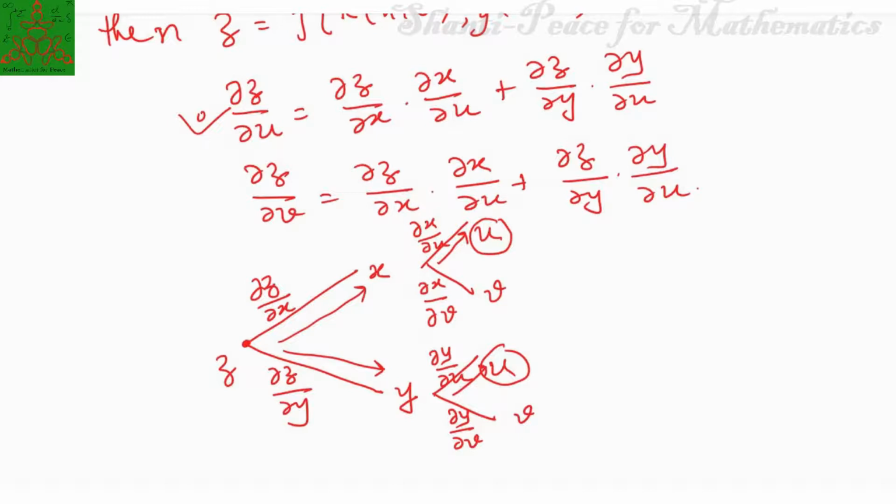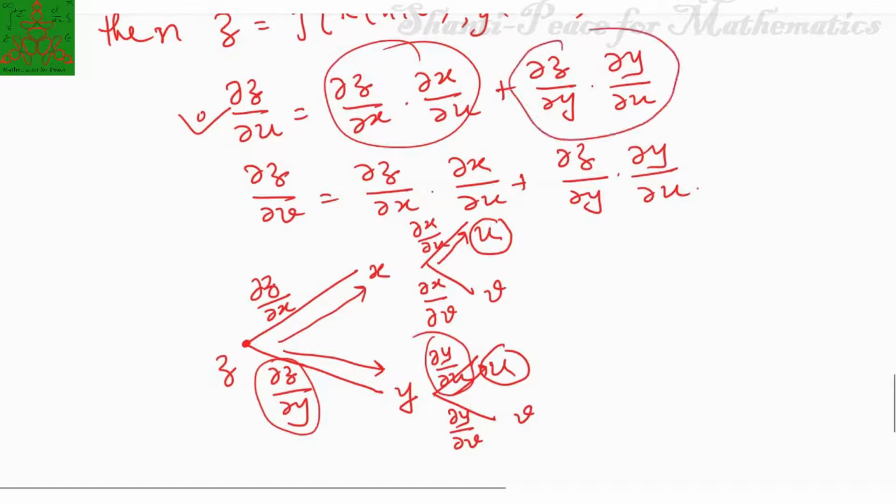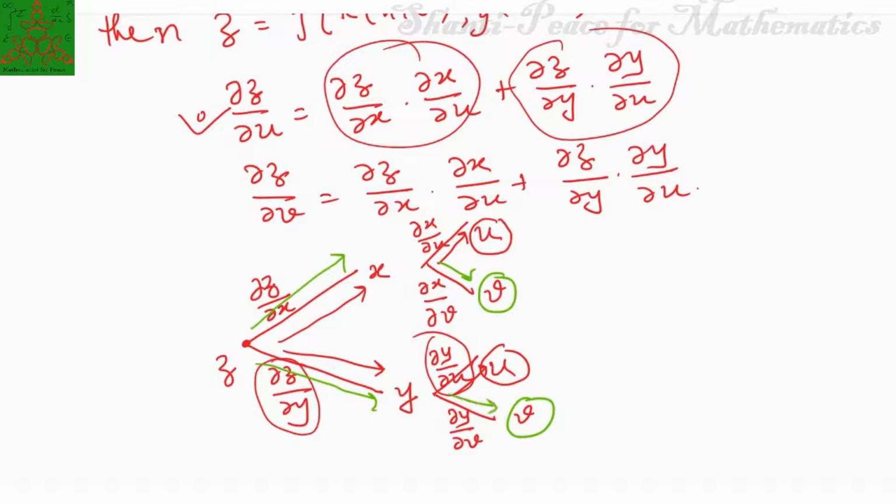Del z upon del x into del x upon del u, that is the first quantity you will have. And if you go along another path, that is del z upon del y and del y upon del u, that will give you this quantity. And if you go on the second path, that is, first move from this one and secondly move from here, that is, you are approaching v here, so you are moving from this and then this, so you will have this formula. This formula is easy to remember.